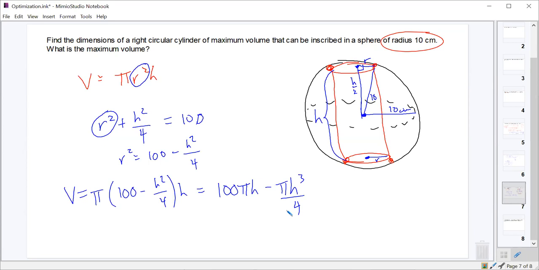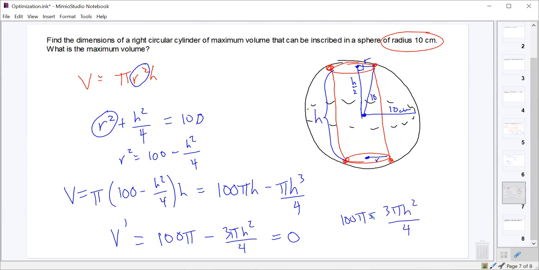Good. All right. So V prime ought to be 100 pi minus 3 pi h squared over 4. And all we have to do is set that equal to 0, which should give us 100 pi equals 3 pi h squared over 4. The pi's will cancel. We should get h squared equals 400 over 3, or h equals 20 over root 3. Good or no? And that'd be centimeters. Any questions on that? Everybody okay with that?